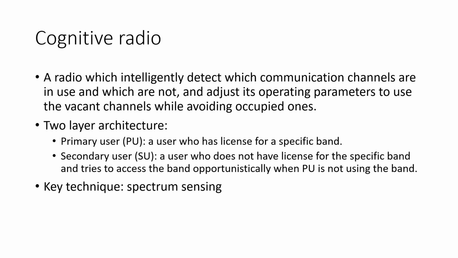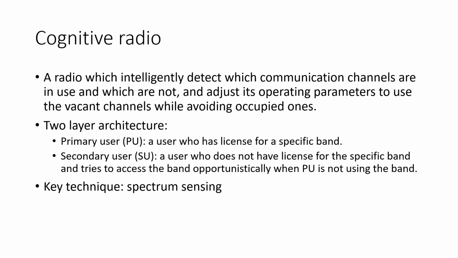The cognitive radio is a two-layer architecture. The first layer is the primary users. A primary user is a user who has a license for a specific band, so he can use the band as he wants.